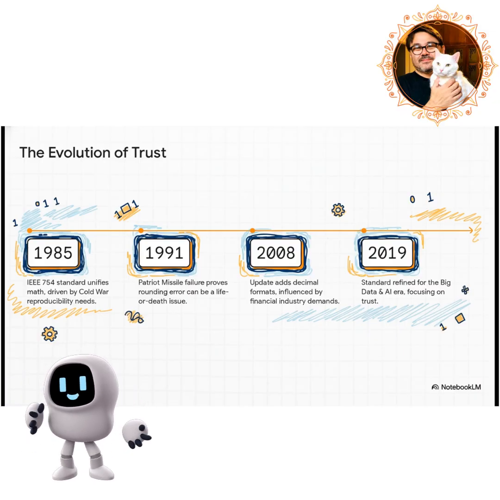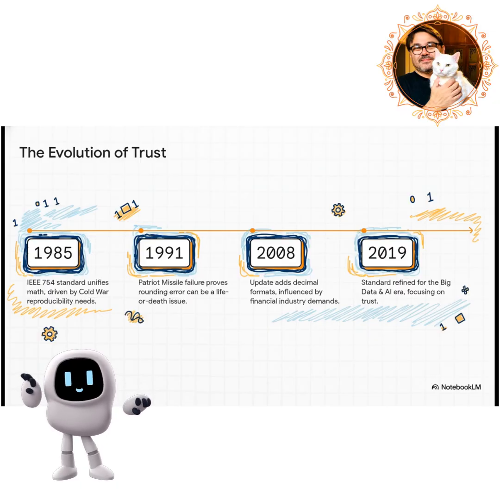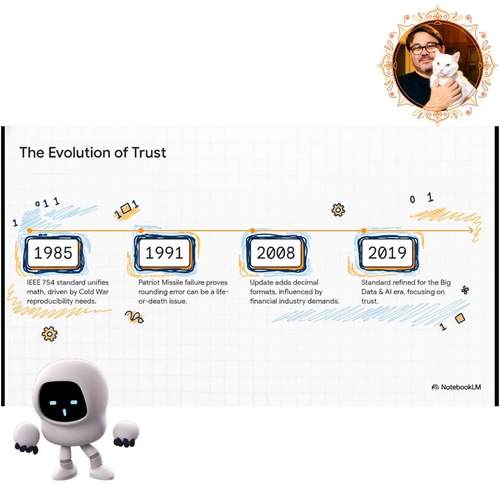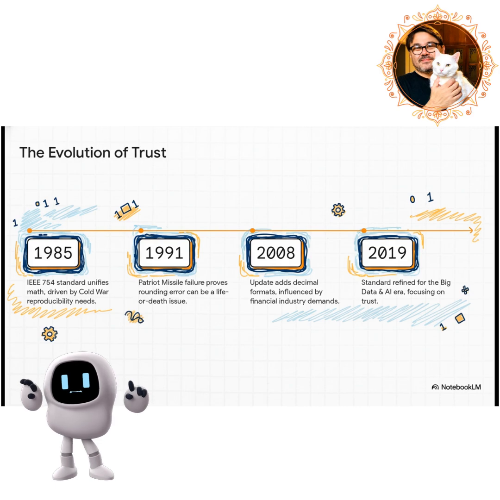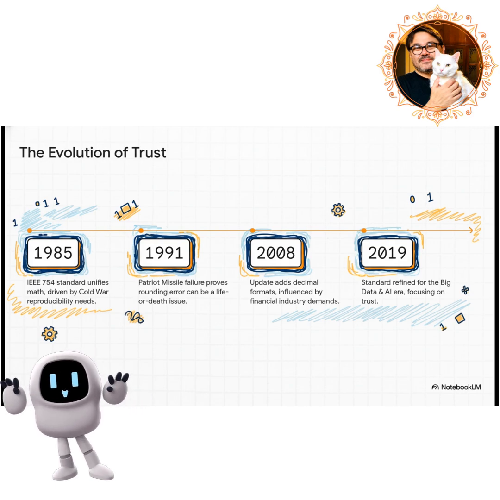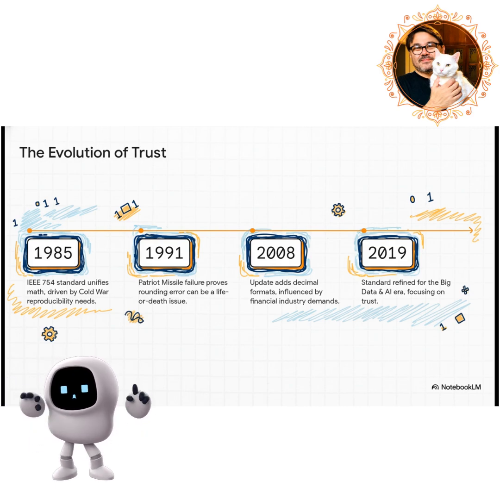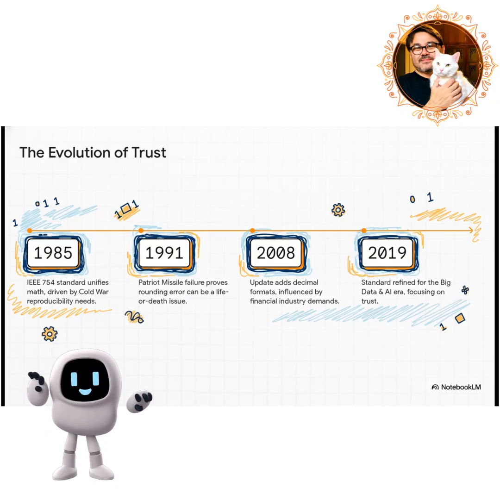You needed results you could reproduce. Then in 1991, the stakes got tragically real. A Patriot missile system failed because of a tiny rounding error in its clock that got bigger and bigger over time. This proved that these microscopic errors could literally be a matter of life and death.